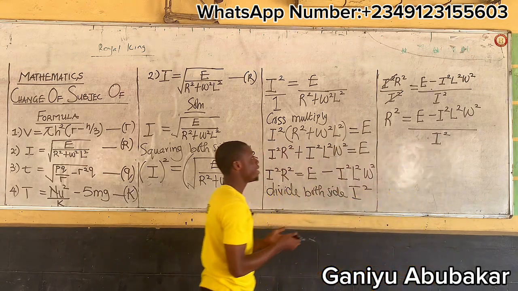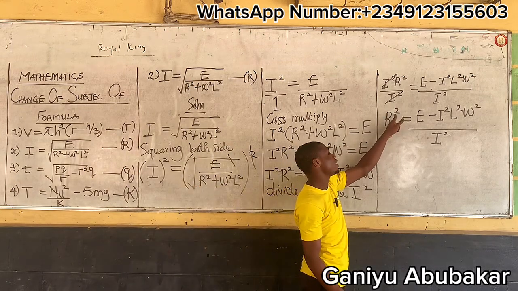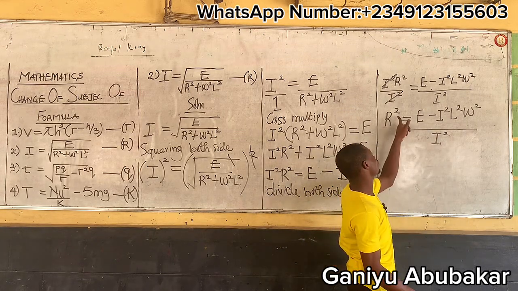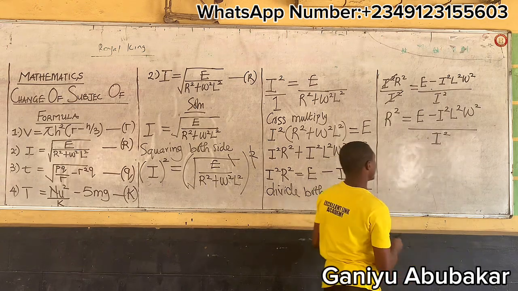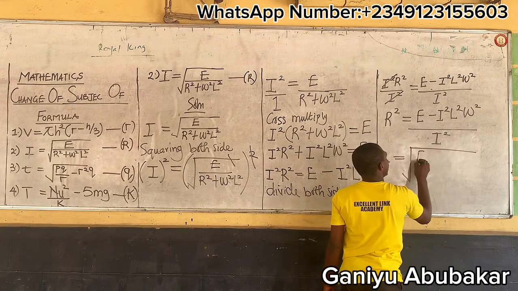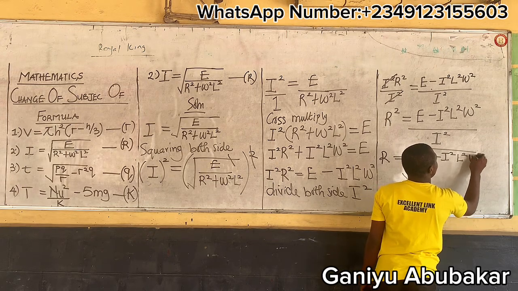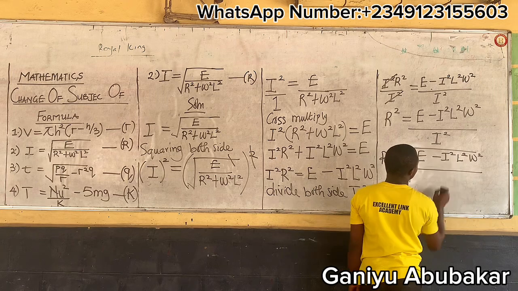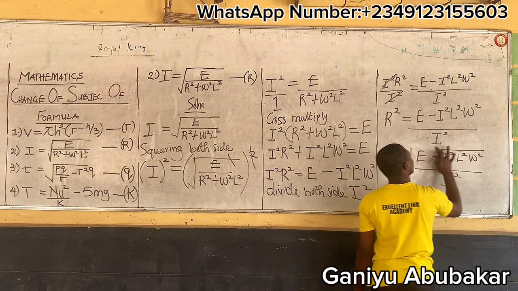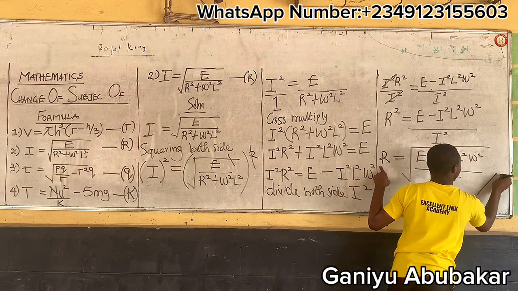Mind you, I'm asked to make just R the subject, not R squared. So if I take this square to the other side, it becomes a square root. In math, if I take a square to the other side, it becomes a square root. So I'll have just R now should be equal to the square root of E minus I squared L squared W squared all over I squared. So it becomes my mathematical expression for R. So this is my answer.